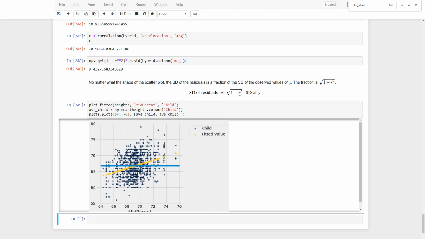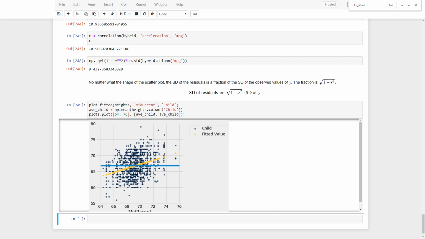When R is 0, the standard deviation of the residuals will be the standard deviation of y, and that's because the regression line will be just horizontal, and thus the standard deviation of both will be the same. If R is in between, which means that it is not a perfect line, and also it's not uncorrelated, that means that that line will have a bit of a slope, and thus the standard deviation of the residuals will be less than the standard deviation of y.